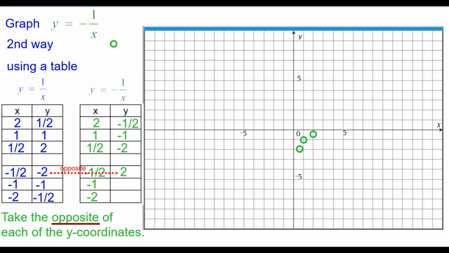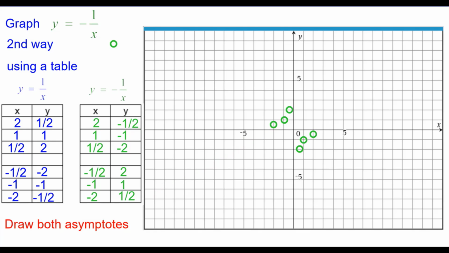The opposite of -2 is +2, so -1/2, up 2. The opposite of -1 is +1, so -1, 1. And the opposite of -1/2 is +1/2, so -2, up +1/2.